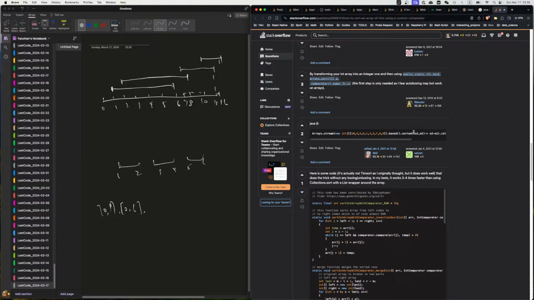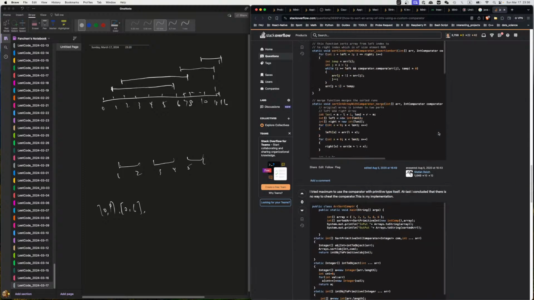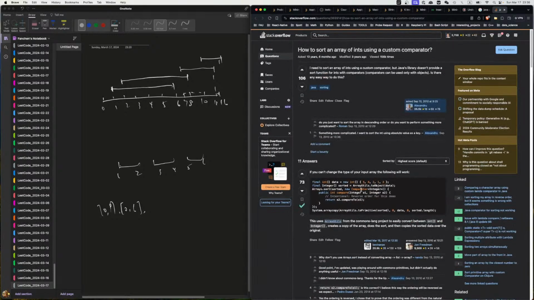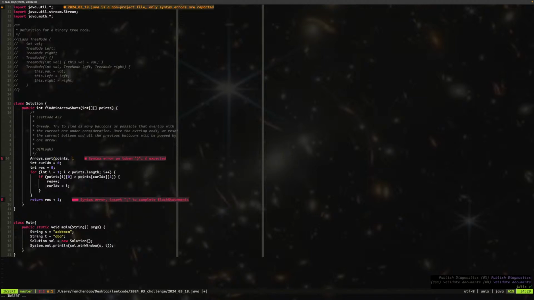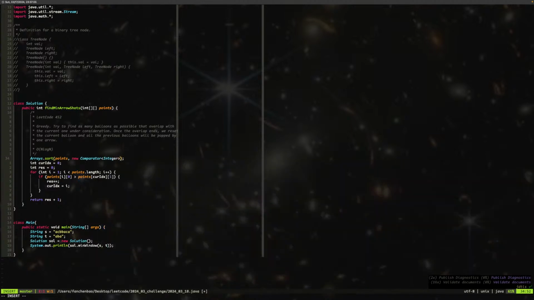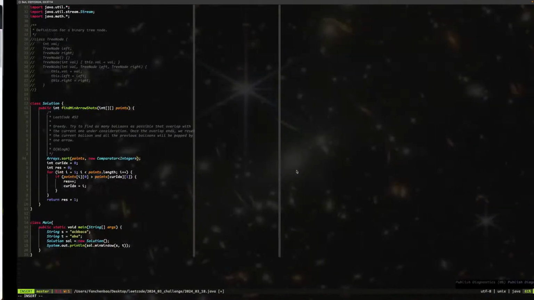Like, how complex can we write this? That's my question. I just use this comparator thing. New comparator integer. Okay, I'll oblige this. So we're gonna do new comparator integer. Actually, is it integer? It is integer, right?